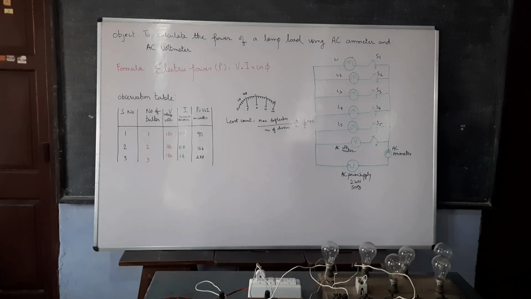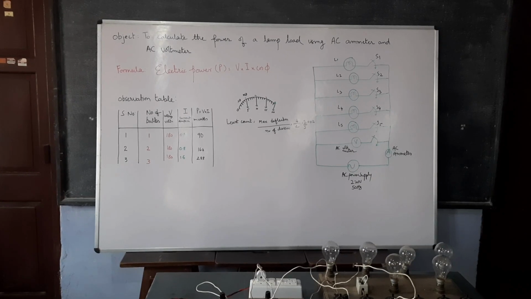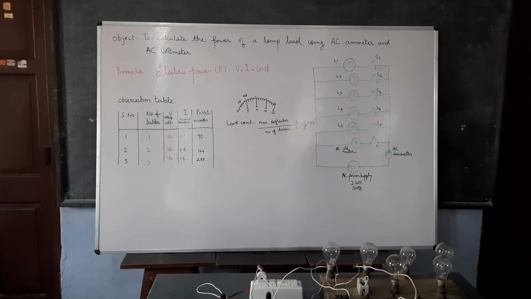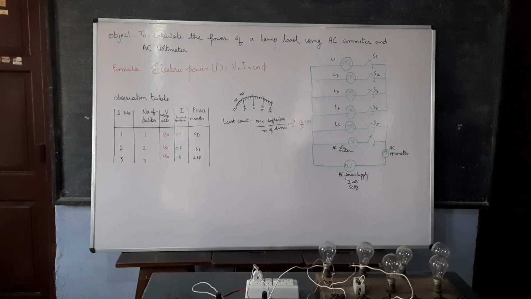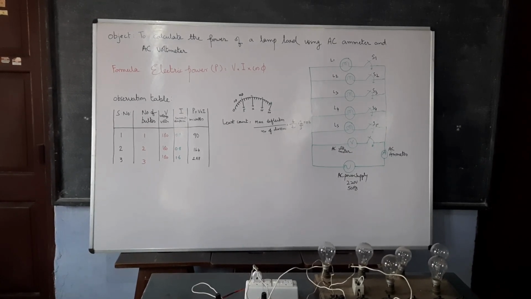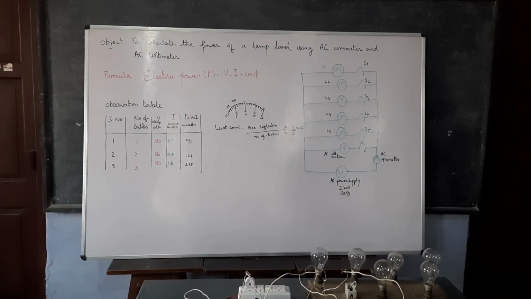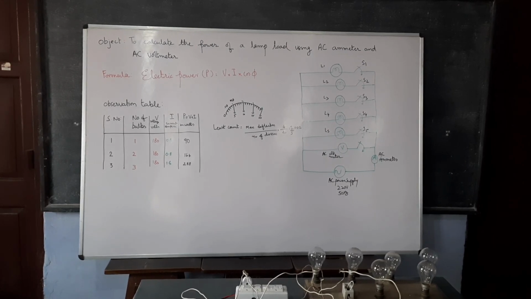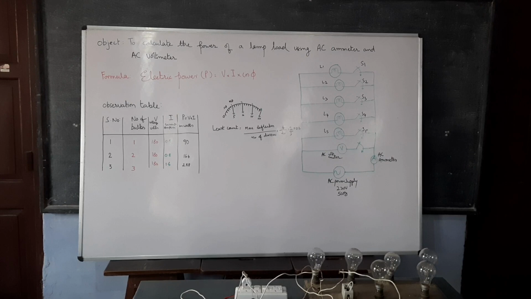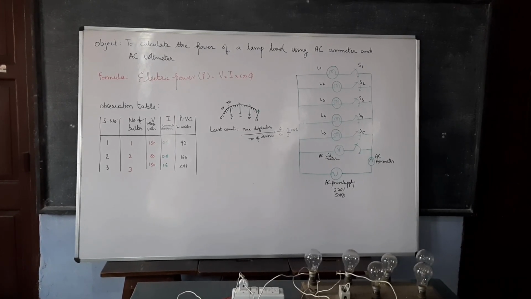The formula which we will use for finding the power will be P = VI cos phi, where V is voltage, I is current, and cos phi is the power factor, and phi is the phase angle between voltage and current. Since it is only a resistance circuit, the voltage and current are in phase. So the angle between them, phi, is equal to 0. So this formula is reduced to P = V into I, as cos 0 is equal to 1.